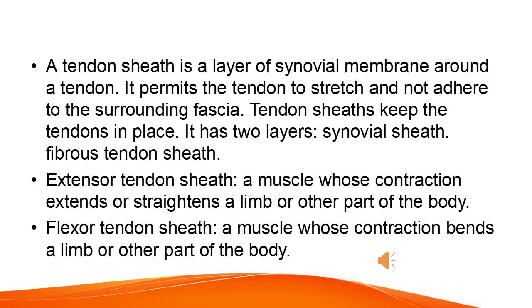A tendon sheath is a layer of synovial membrane around a tendon. It permits the tendon to stretch and not adhere to the surrounding fascia. Tendon sheaths keep the tendons in place. It has two layers: synovial sheath, fibrous tendon sheath. Extensor tendon sheath, a muscle whose contraction extends or straightens a limb or other part of the body. Flexor tendon sheath, a muscle whose contraction bends a limb or other part of the body.